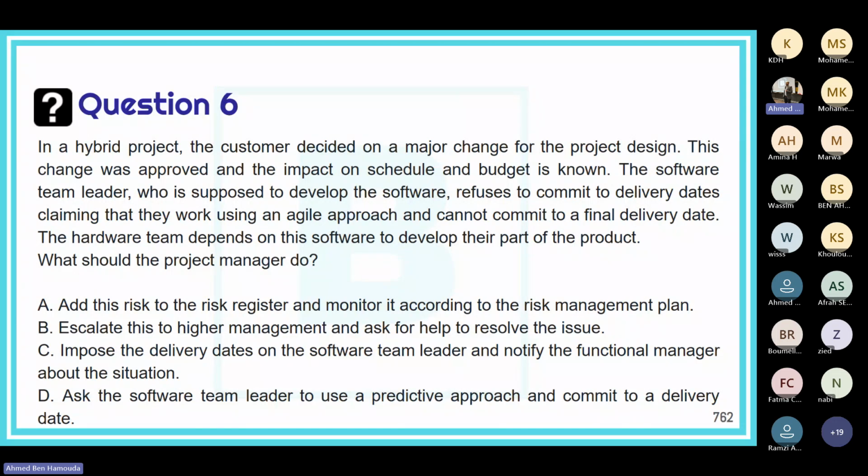Add this risk to the risk register and monitor it according to the risk management plan. Escalate this to higher management and ask for help to resolve the issue. I don't think so. Impose, I don't think impose. See, another response that starts with impose, force, mandate. No, we don't say like that. Okay. Ask the software team leader to use the predictive approach and commit. No, because actually they're using agile, so we don't roll back to predictive. So actually, the right answer is A, which is add this risk to the risk register and monitor it according to the risk management plan, because actually we apply the risk management plan on agile and waterfall equally. Okay.